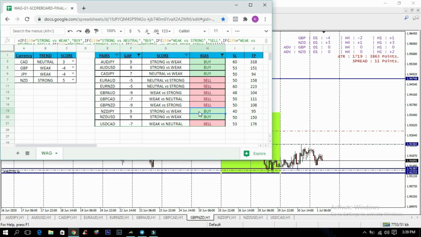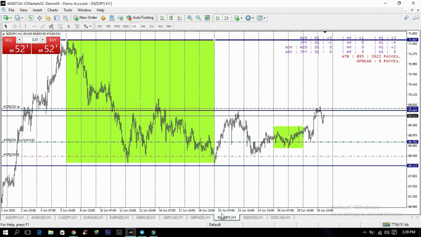Next is NZD JPY. Buy bias naman tayo. So, buy limit natin is dito sa line na to. And then TP is around 94 pips. And then SL is around 40 pips.